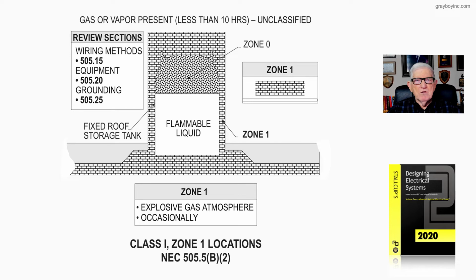The equipment that you could use is 505.20, and the grounding procedures and how far you'd ground equipment back to the earth grounding point would be 505.25.